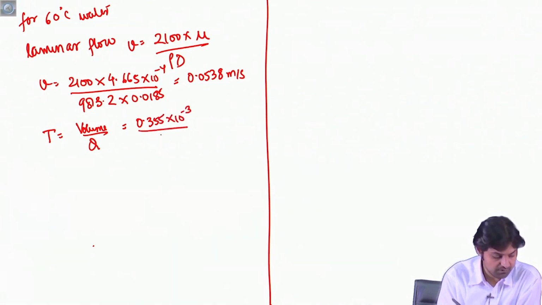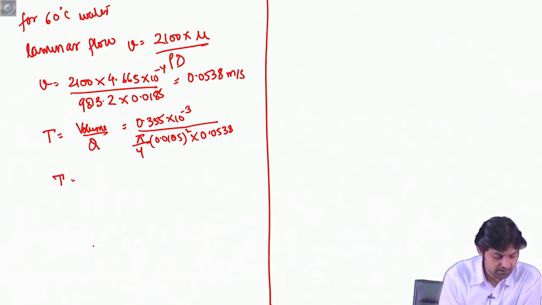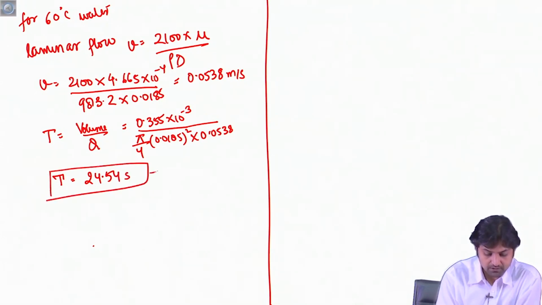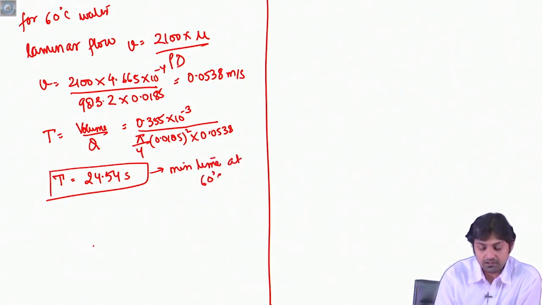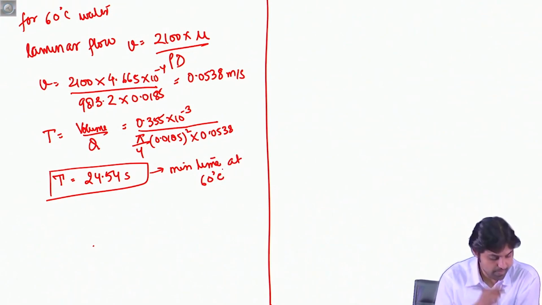Therefore the time required would be volume by Q, and this is 0.355 into 10 to the power minus 3 divided by pi by 4 into 0.0185 whole square into 0.0538. So the time required in this case comes to be 24.54 seconds. So this is the minimum time at 60 degree centigrade.